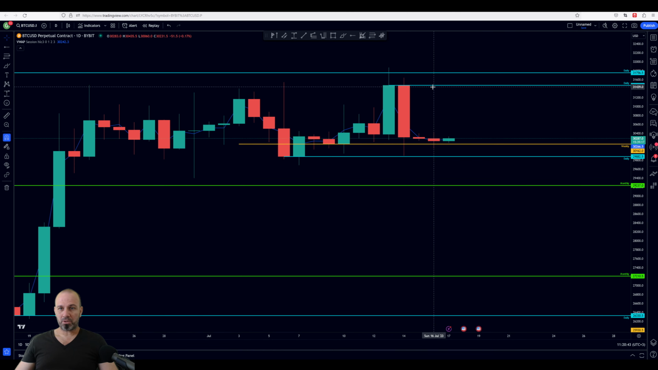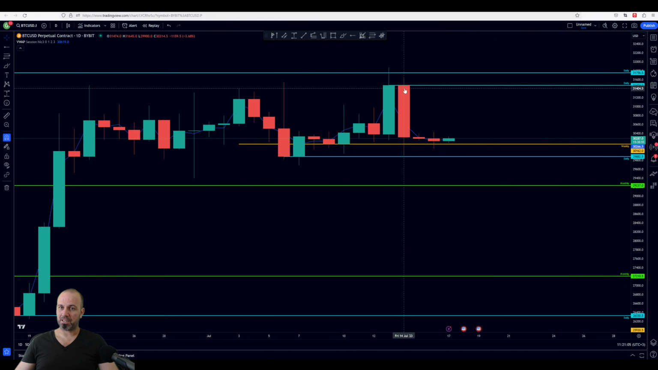Then we do have a new daily level here. So the older level is 31,756. I'm still keeping this one on my chart because it is very, very close to the top of the range. One could say you can remove it, but for me, I still like to keep this one on my chart.